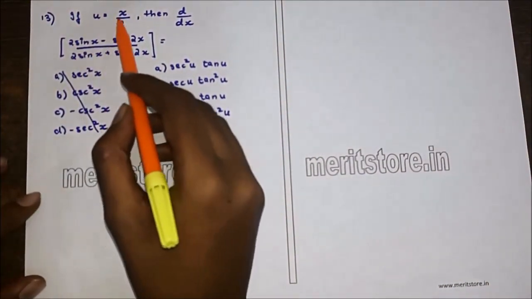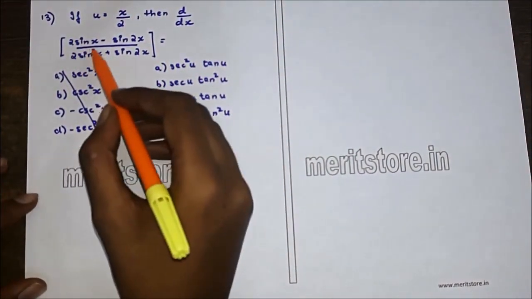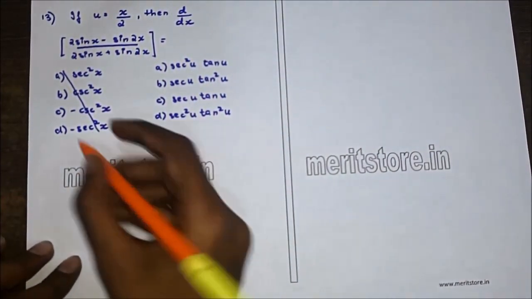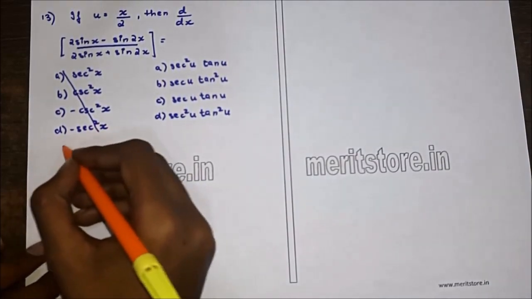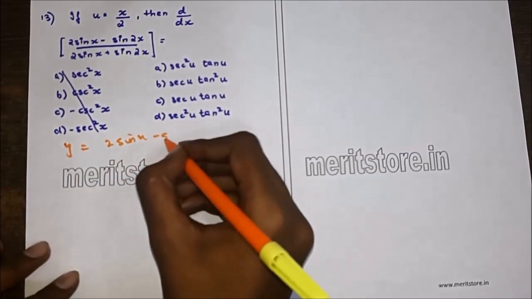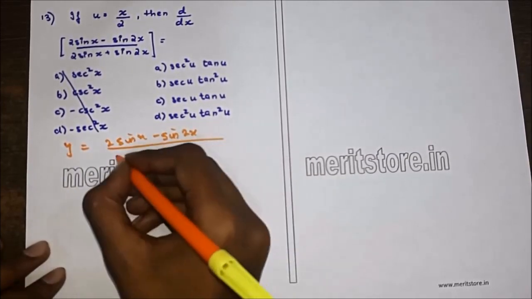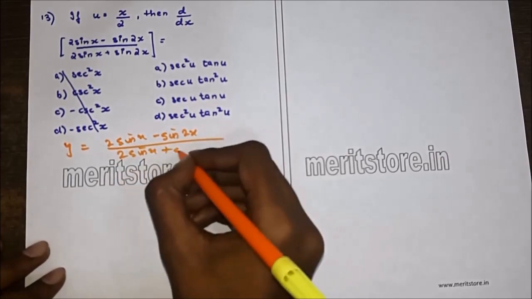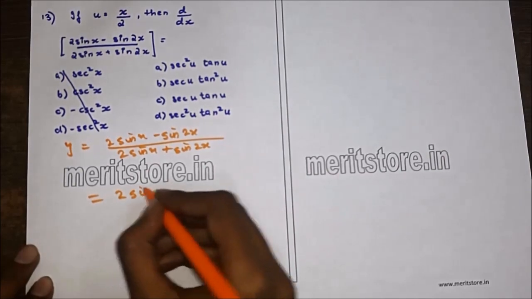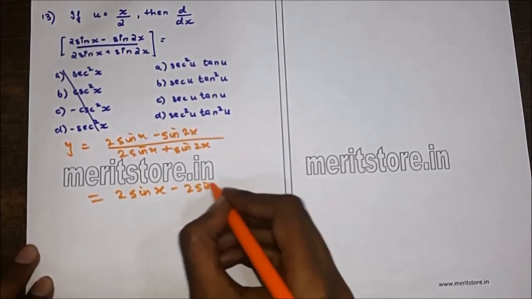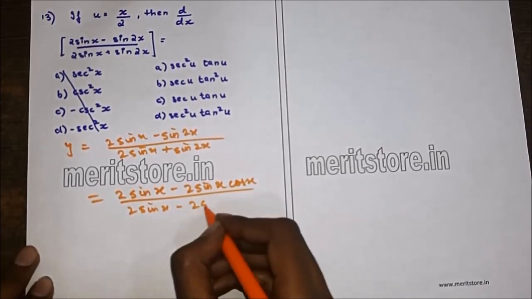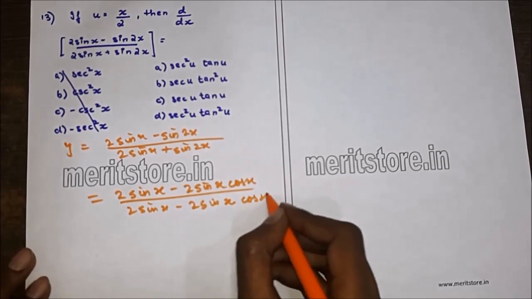So if y is tan inverse of (2 sin x minus sin 2x) upon (2 sin x plus sin 2x), then differentiation of y with respect to x by 2 is, these are the options. Let this be y. So y is (2 sin x minus sin 2x) upon (2 sin x plus sin 2x). Now sin 2x is 2 sin x cos x. So this is (2 sin x minus 2 sin x cos x) upon (2 sin x plus 2 sin x cos x). We take 2 sin x common.